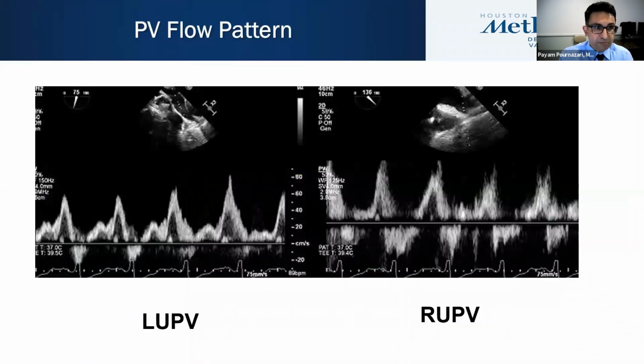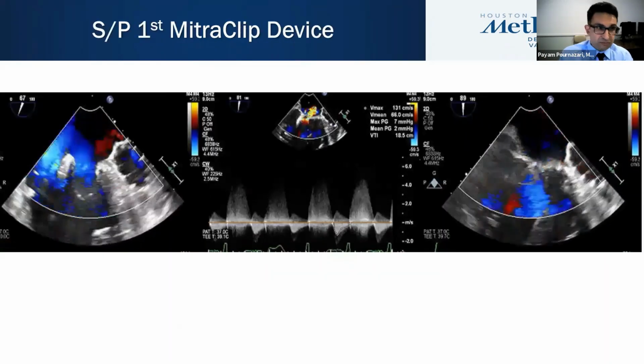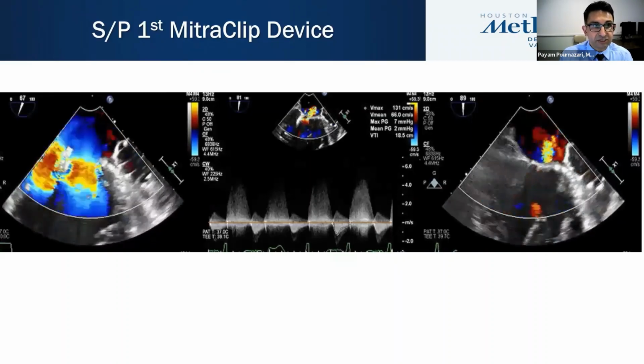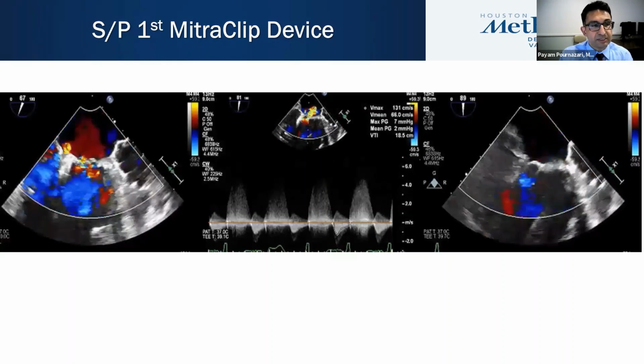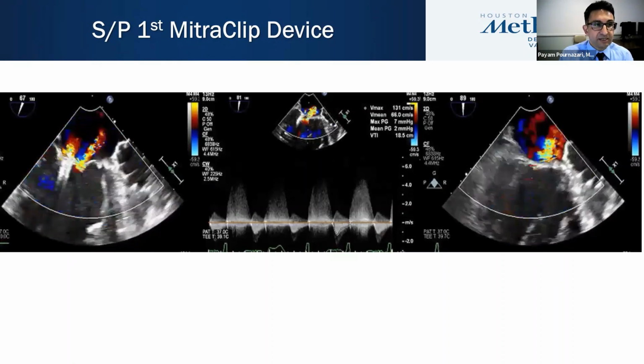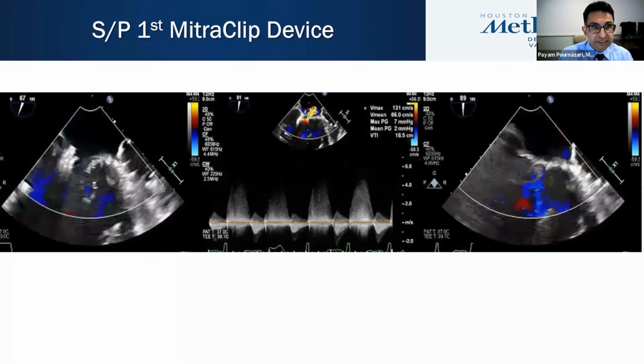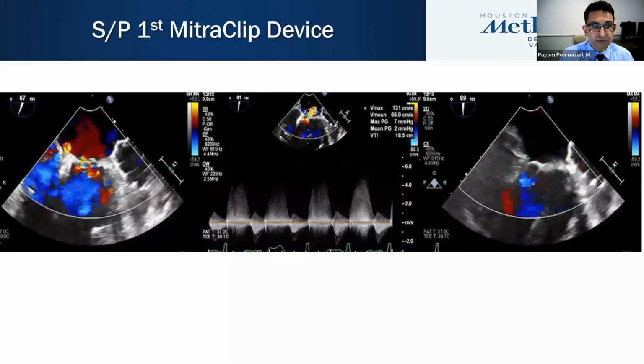This was the assessment of his pulmonary veins. You can see an upright S wave in the left upper pulmonary vein. However, further assessment of the right upper pulmonary vein shows systolic flow reversal. The patient was deemed to be a good candidate for MitraClip, and he underwent MitraClip implantation for transcatheter edge-to-edge repair. The first clip was placed, which led to a reduction of the severity of mitral regurgitation to a mild to moderate category. His post-first clip assessment showed a gradient of 2 millimeters of mercury, and therefore a decision was made to proceed with further implantation of a second clip.